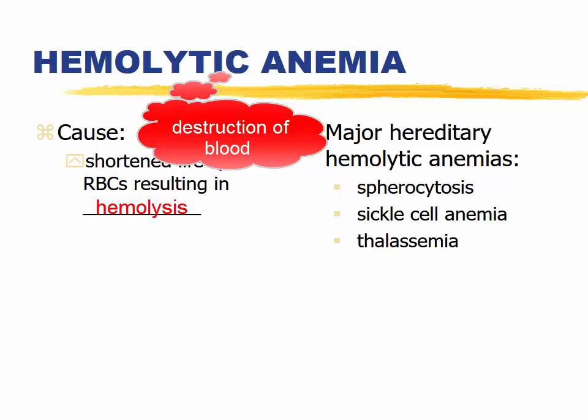Spherocytosis, sickle cell anemia, and thalassemia are the major hereditary hemolytic anemias. The hemolytic anemias produce a variety of radiographic abnormalities. Although the findings are similar in the various types of hemolytic anemia, they tend to be most severe in thalassemia and least prominent in spherocytosis.